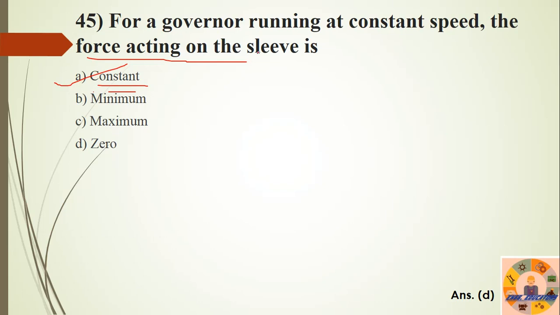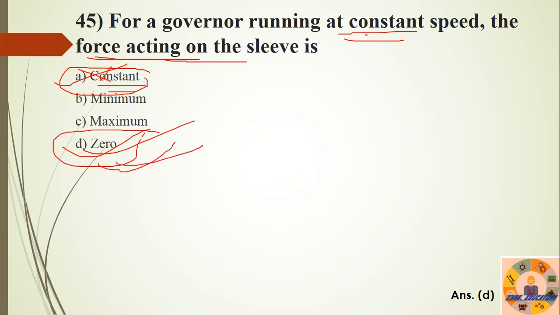And at constant speed, the governor is in equilibrium condition, and the resultant force acting on the sleeve will be 0. So it's not option A constant, it will be option D 0.